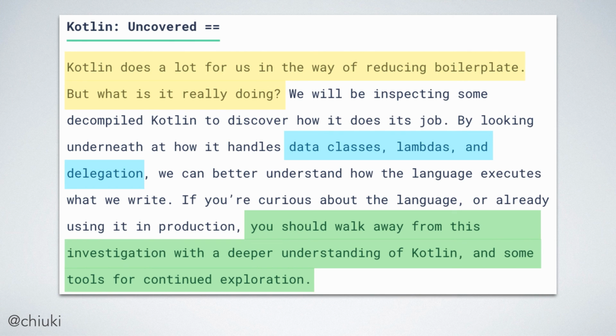for continued exploration. It's not very long, the proposal, right? This is maybe 7, 8 lines. But what you're trying to do is define what you're going to be talking about, give some specifics, and then tell people that if they come to your talk, this is what they will learn.